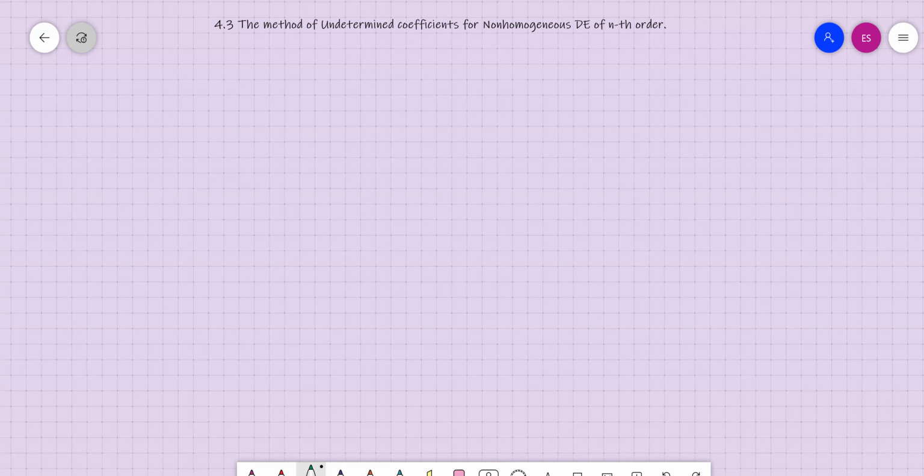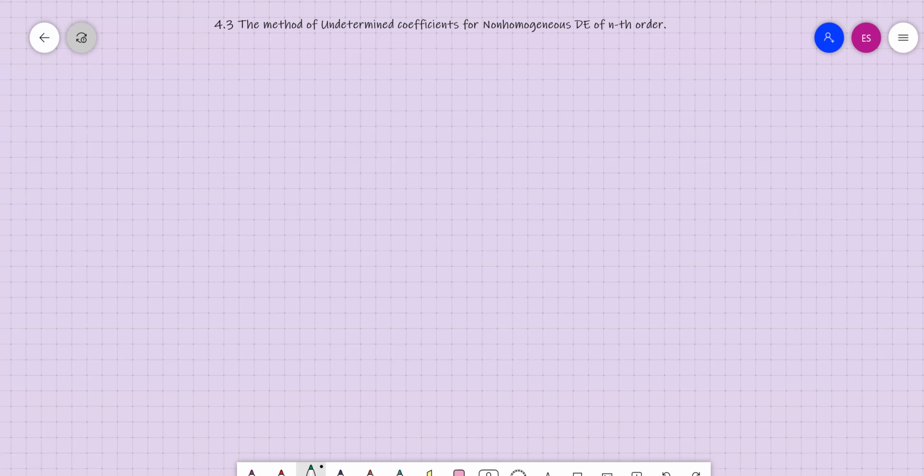Hello everyone. We are going to consider today section 4.3, the method of undetermined coefficients for non-homogeneous differential equations of nth order. We just learned how to solve homogeneous equations, right? And generally speaking, there is nothing new in nth order in comparison to the second order. The only difference is that instead of two possible solutions for the characteristic equation, you can have n solutions, and they are going to produce slightly different functions, right?